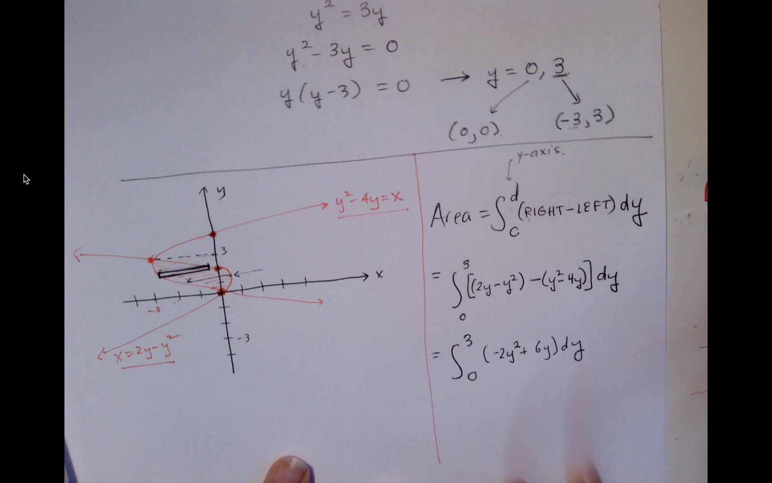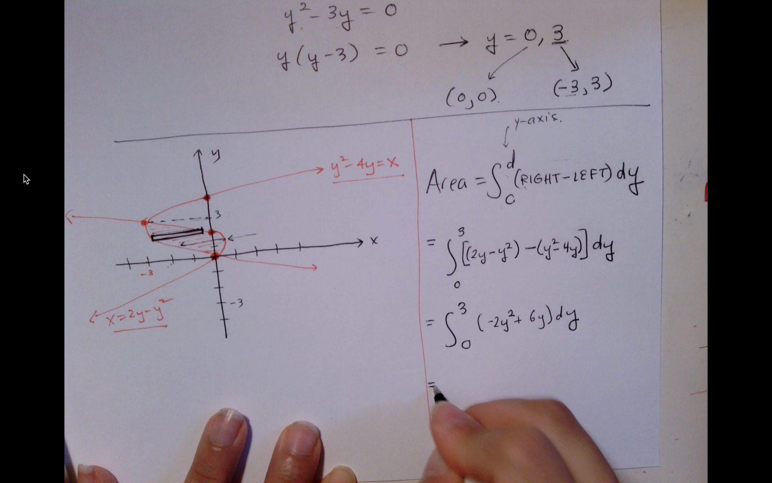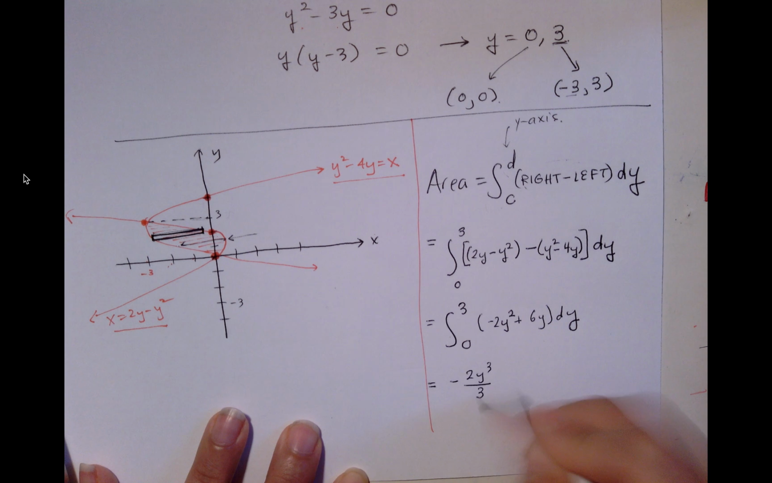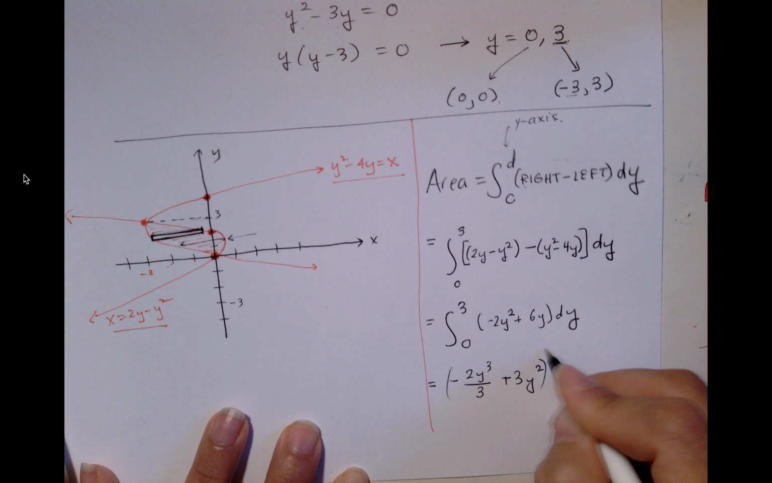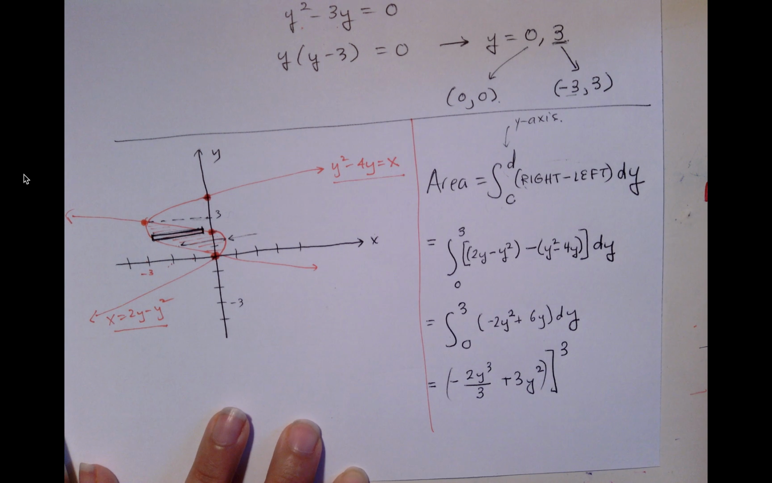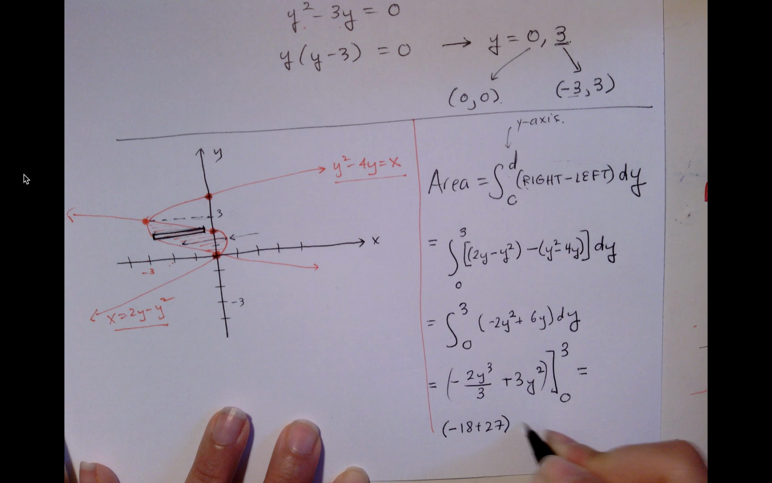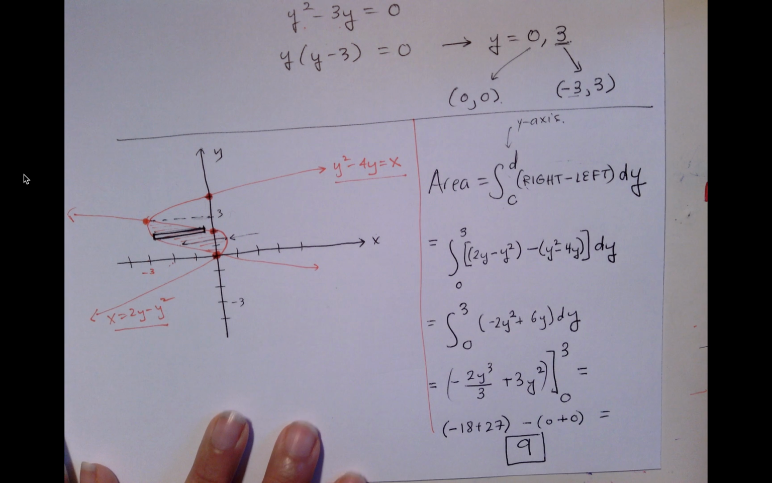Remove my coffee. And I end up with negative 2y cubed over 3 plus 3y squared. We're going to evaluate that at 3 and then subtract the evaluated expression at 0. This gives me negative 18 plus 27 minus 0 plus 0, which is equal to 9. That is my final answer.